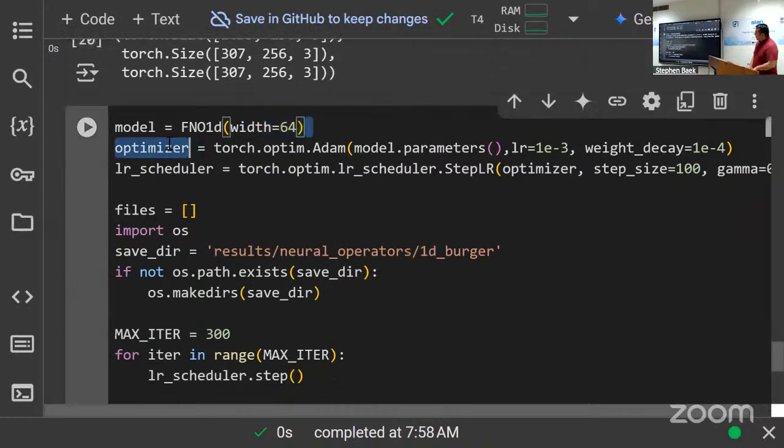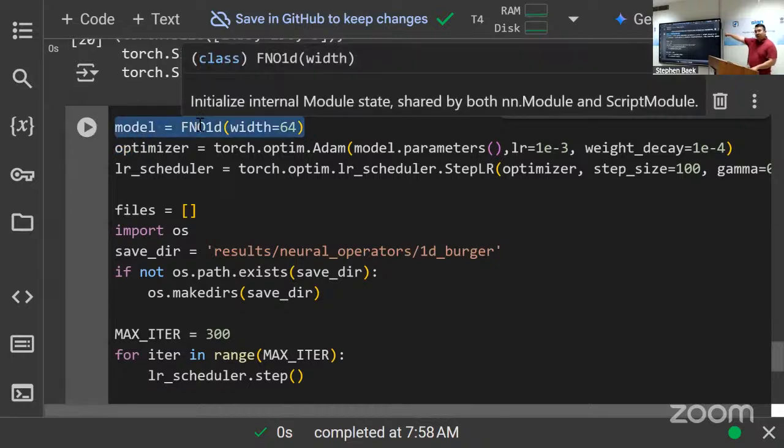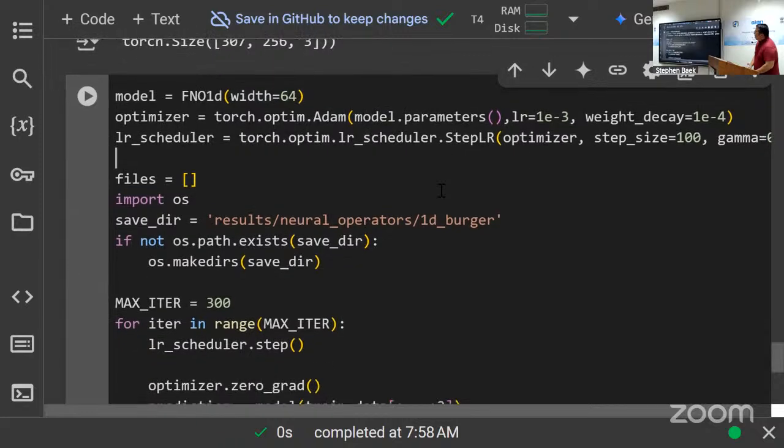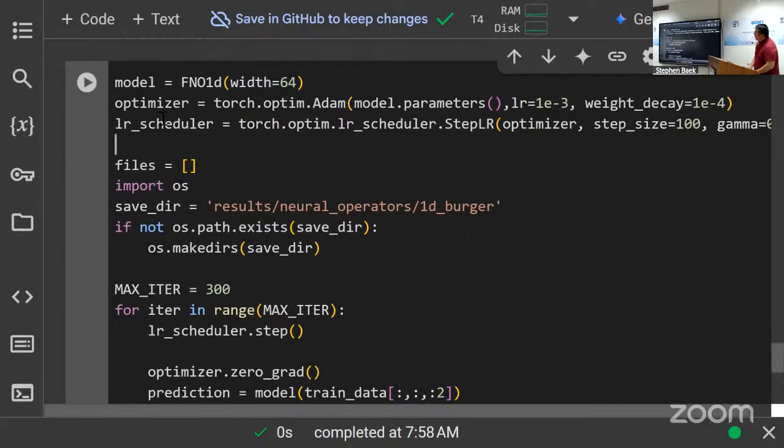So finally, here we define the model. FNO1D is what we just defined. So it's a bunch of 4 spectral convolutions and skip connections, right? So that's that. And then we set the width to be 64. So again, that's equivalent to the number of hidden neurons, right? And then we have the usual optimizer.